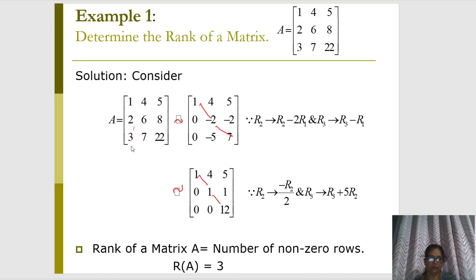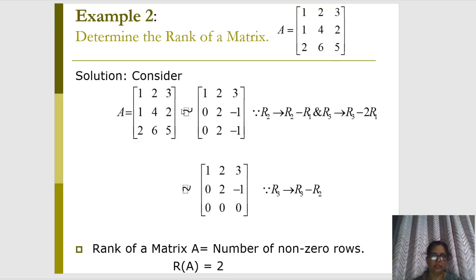Now forming 0 by using R1, we apply this row operation, R2 changes to this, R3 changes to R3 minus R1, we get this matrix. After that we reduce these two, forming 0 in the second column by using R2, therefore R2 changes to these operations and reduces to this. Now rank of a matrix means number of non-zero rows. This is one non-zero row, and this is the third non-zero row, therefore rank equal to 3.